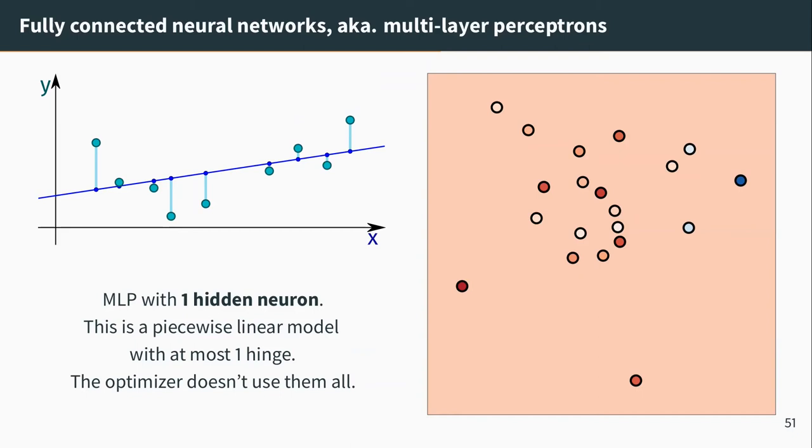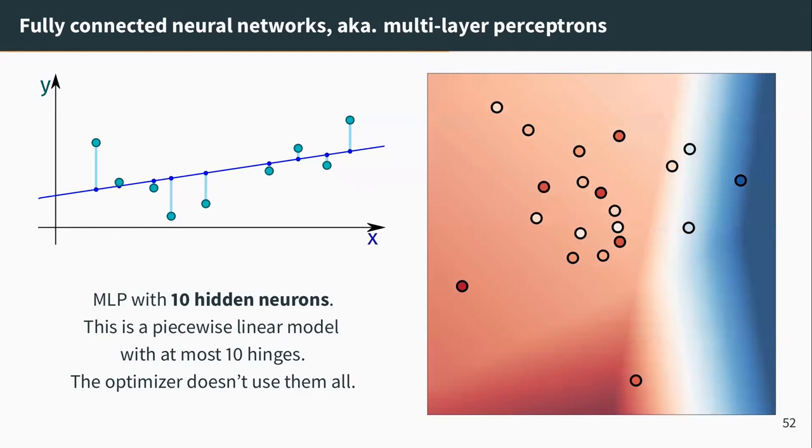So in 1D and in 2D, a multi-layer perceptron with one hidden neuron gives you a piecewise linear model with at most one hinge. So here in the 1D case, I didn't use a hinge, but I'm clearly in the linear regime. Here in the 2D example, I don't use a hinge and I'm clearly in the constant regime. Just bad luck. Like the optimizer, which is non-convex and maybe stochastic, doesn't choose them all. So now I can say, okay, I'm going to add more neurons. Now I have 10 hidden neurons, just one layer, and I get a piecewise linear model with at most 10 hinges.